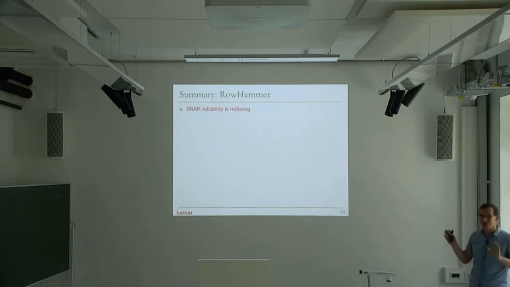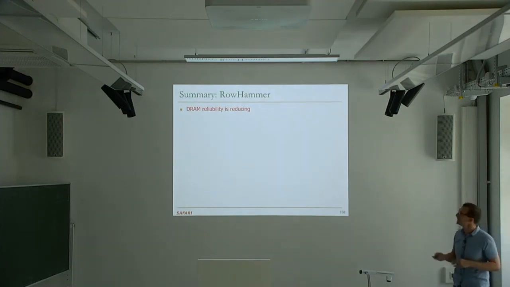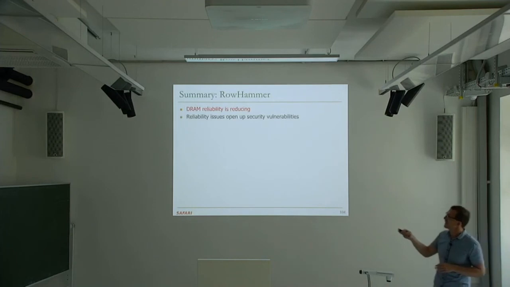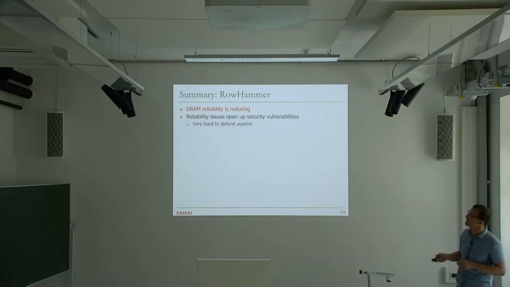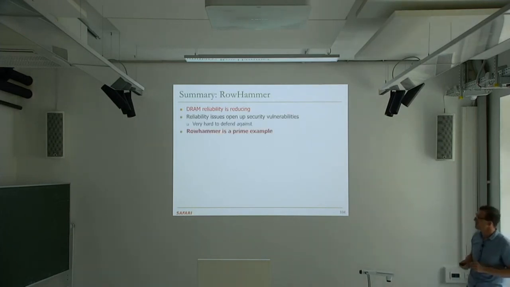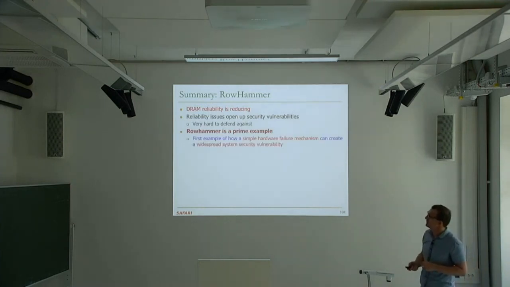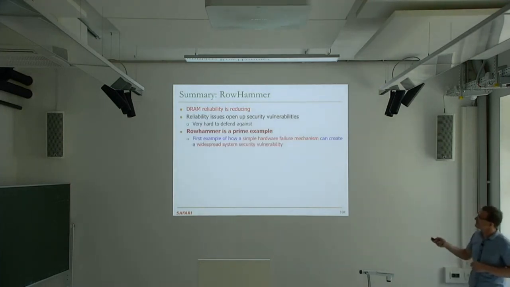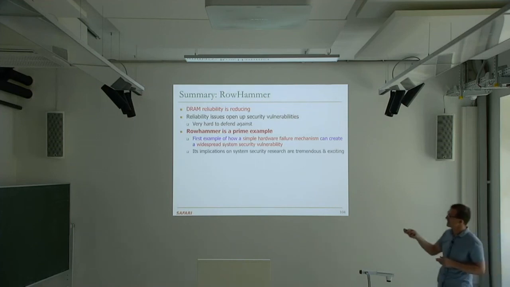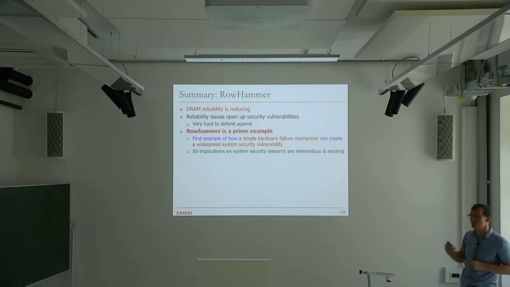OK, let me summarize, and then you can ask questions, maybe. Hopefully, you will have some questions. So basically, DRAM reliability is reducing. There's no doubt about that. And these reliability issues open up security vulnerabilities, which are very hard to defend against. RowHammer is a prime example. As I said, it's the first example of a simple hardware failure mechanism that can create a widespread system security vulnerability. And the implications for system security research are tremendous and exciting.